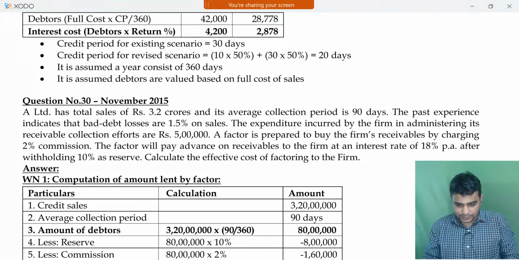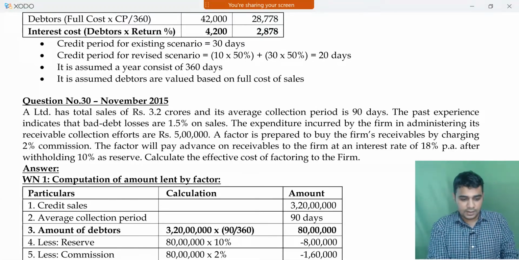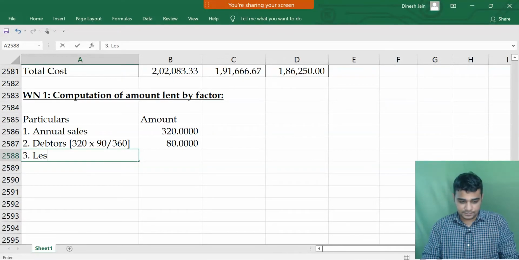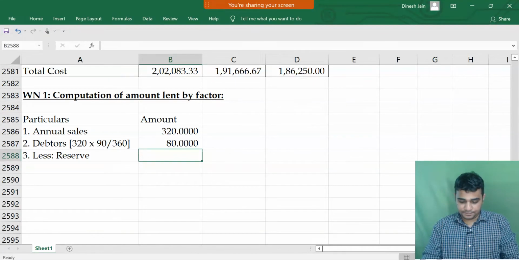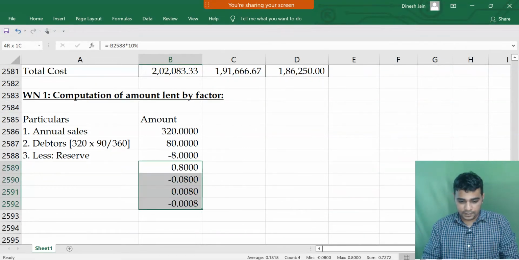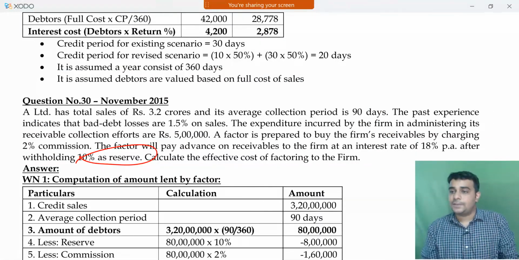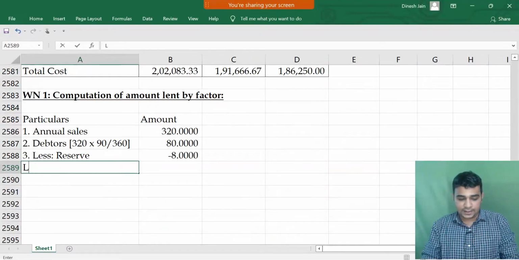He is going to deduct a reserve of 10%. Less reserve; first the reserve would be subtracted by him. He will also subtract his commission, because before lending this money he will say I want to subtract my commission.